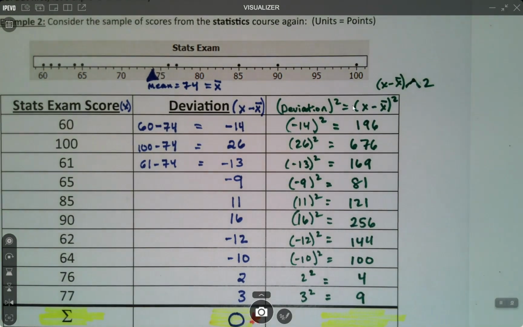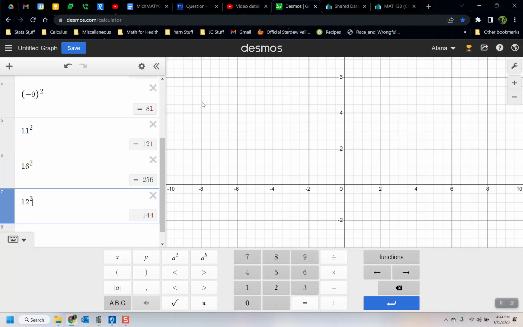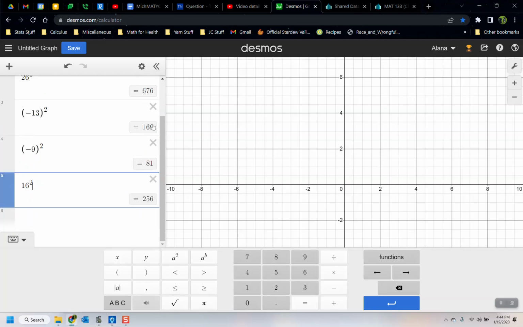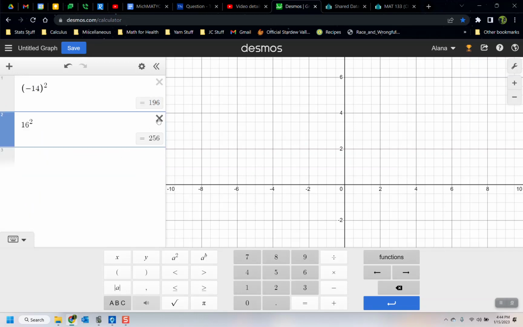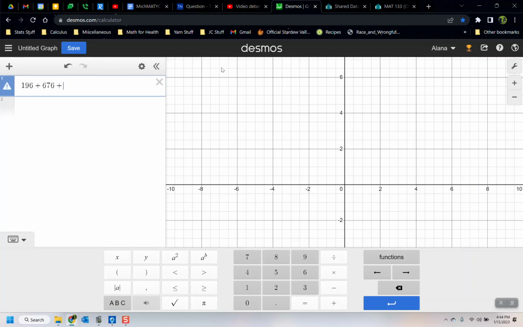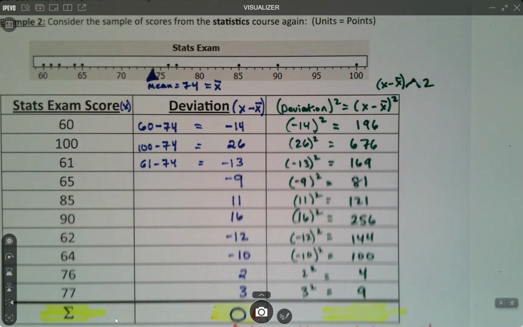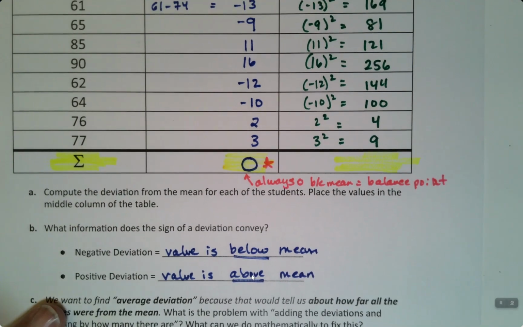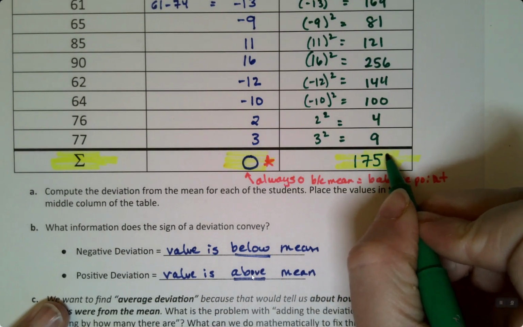All right, so now we're going to add these values up. All right, Desmos, I can make all this go away. You actually can just type inside what you already know. You don't have to do fresh ones every time. I just like to because I just like to. So 196 plus 676 plus 169 plus 81 plus 121 plus 256 plus 144 plus 100 plus 4 plus 9 makes 1756. So that's the total that I was making the little highlight box for down here. This is 1756 in total.